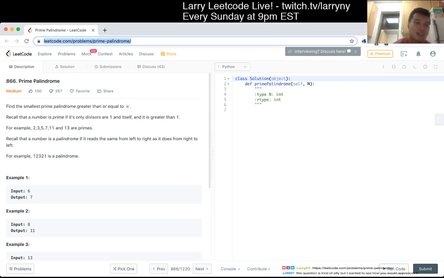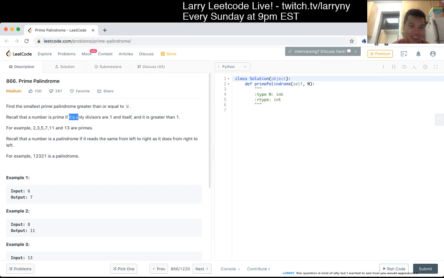Prime palindrome. Find the smallest prime palindrome greater than or equal to n. We call a number prime if its only divisors are 1 and itself and it is greater than 1. We call a number a palindrome if it reads from left to right as it does from right to left. Okay. The smallest palindrome.